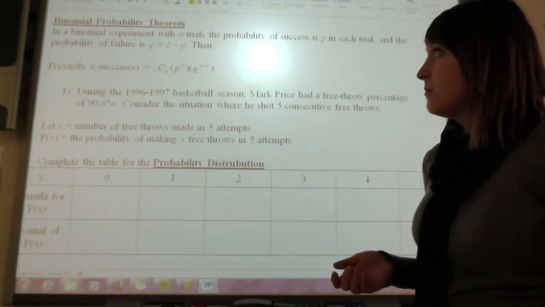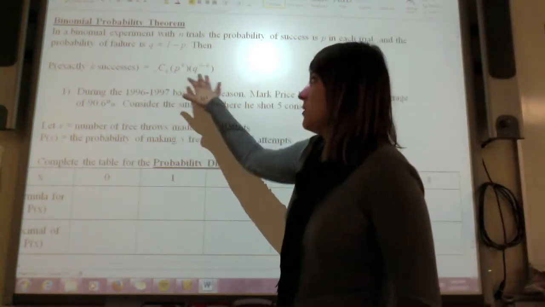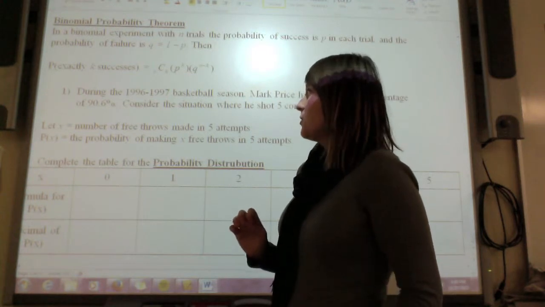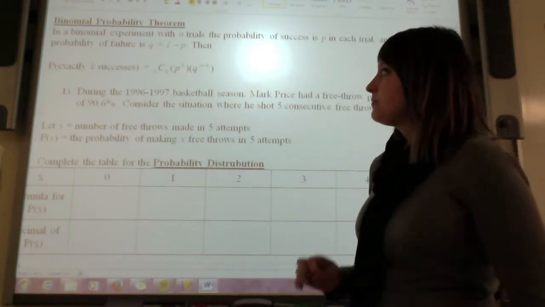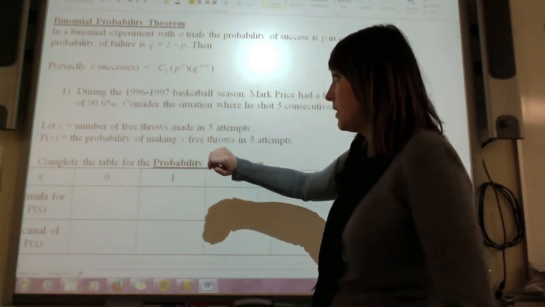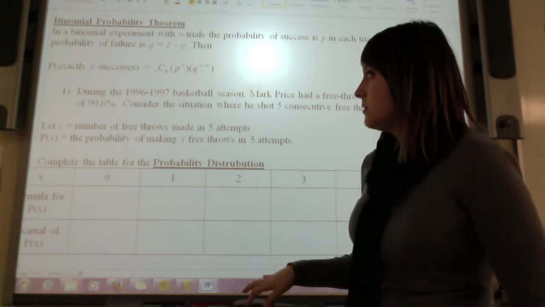If I want to find the probability of exactly k successes, I can use this formula, which you'll notice is very similar to the binomial theorem from the last section. We've got n choose k times p to the k times q to the n minus k. I'll show you how that formula can be used here.